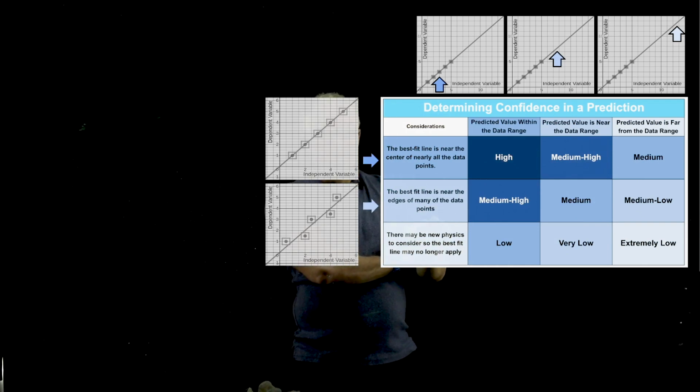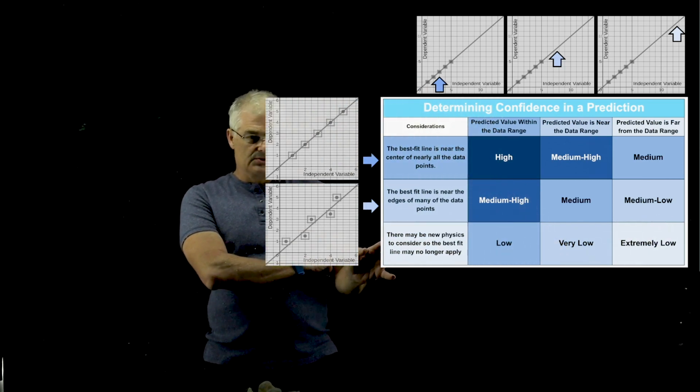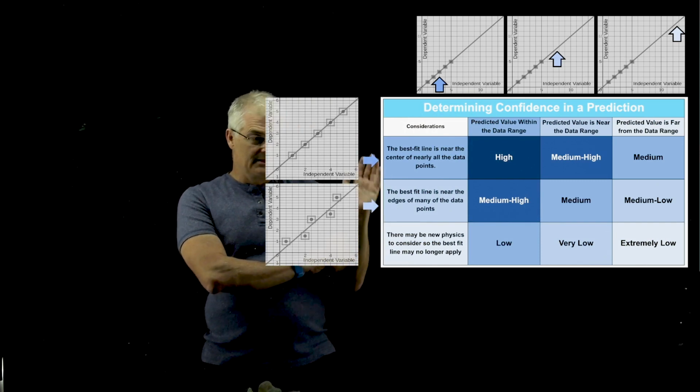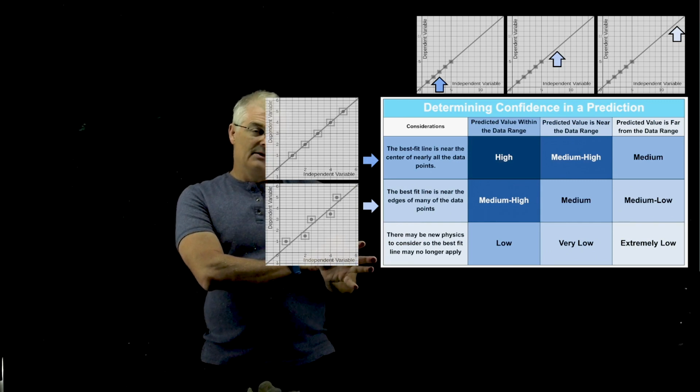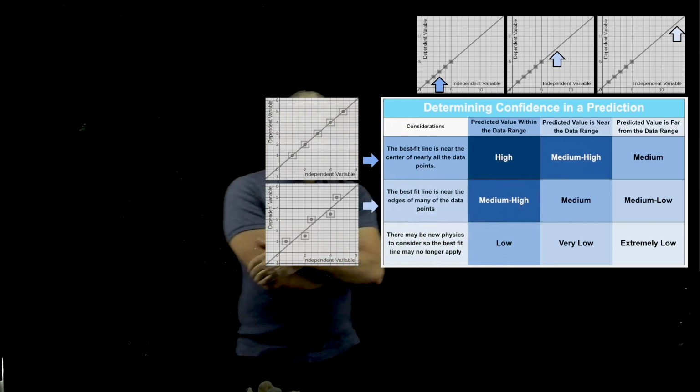But in the second row here, the best fit line isn't exactly awesome. We can only say medium high even when the predicted value is good. And then we keep going down to medium low. This last one is not that important. We won't hardly ever use these two. This is if there's new physics to consider, so the model may no longer apply. This happened with Albert Einstein's theory of relativity, where the whole laws of physics changed. So we will really focus on the first two rows of this chart.